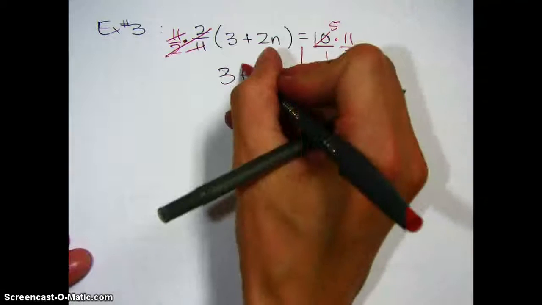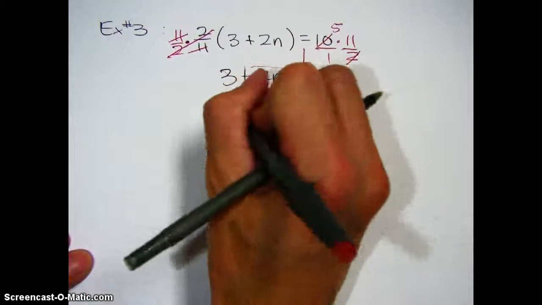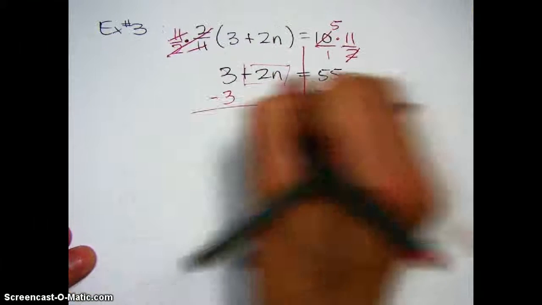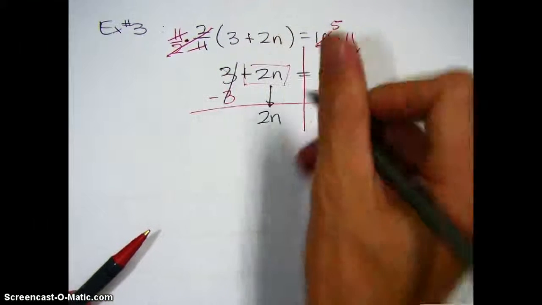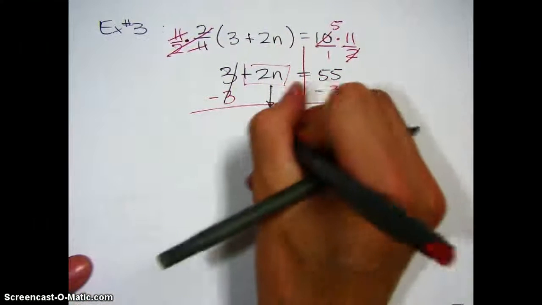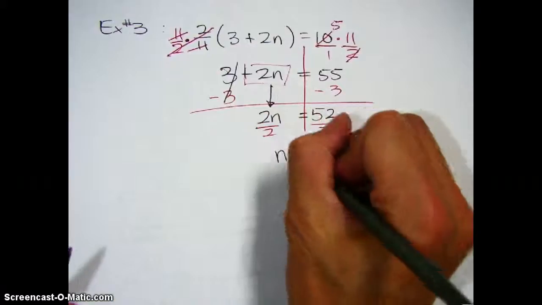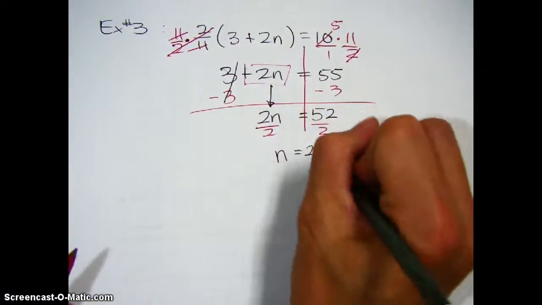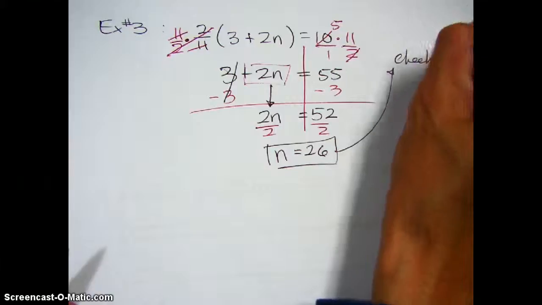Okay, so here is my variable term, and I see there's a constant here of 3, so I'm going to subtract 3 on both sides. Bring this down, I get 2n equals 52. And then last but not least, I'm going to divide by my coefficient, which is 2, and that's going to leave me with my answer, which is 26. And then you go back and check your work.